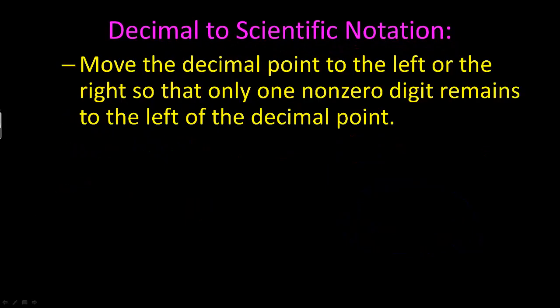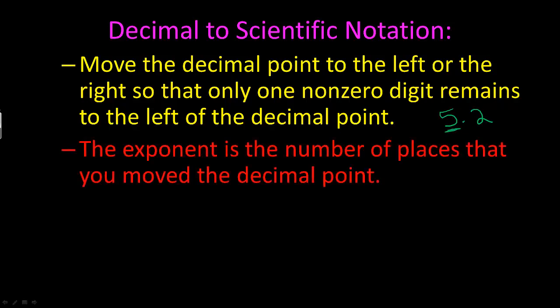So there are some rules to go from a decimal number to scientific notation, which you're going to want to do. You're going to move the decimal point to the left or to the right so that only one non-zero digit remains to the left of the decimal point. So you will have just one number to the left of the decimal point.